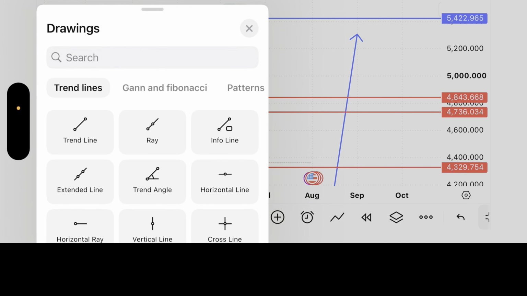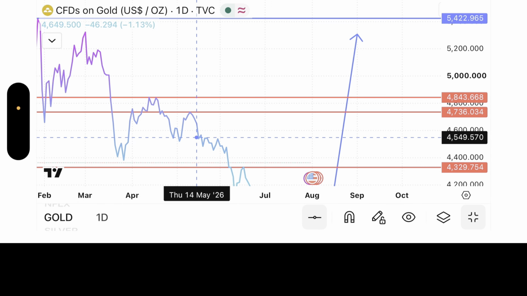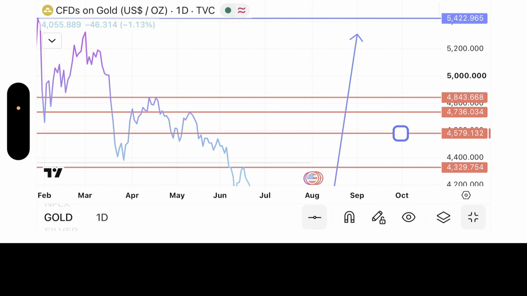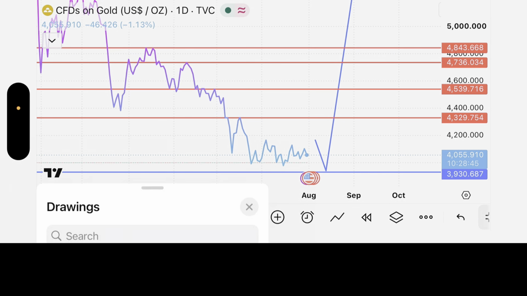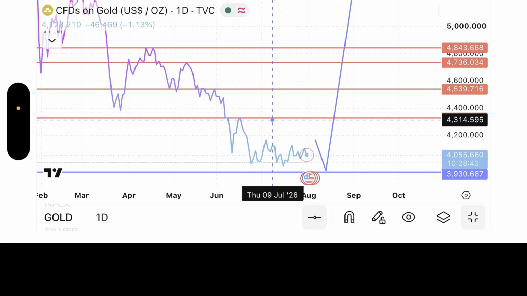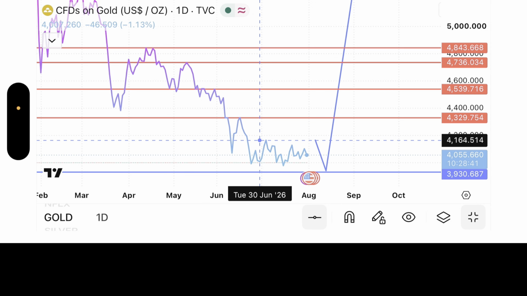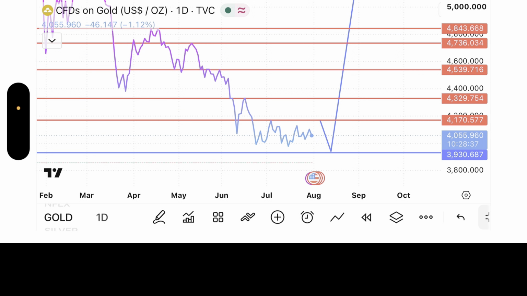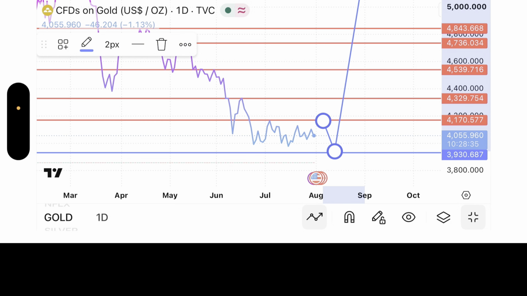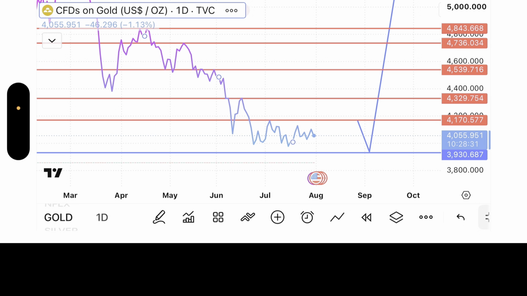Let me highlight the resistance. These are the current resistance that I see that are close to my current price. So the reason why I'm focusing on the resistance is that if I break above that resistance, it is going to change and become our new support.